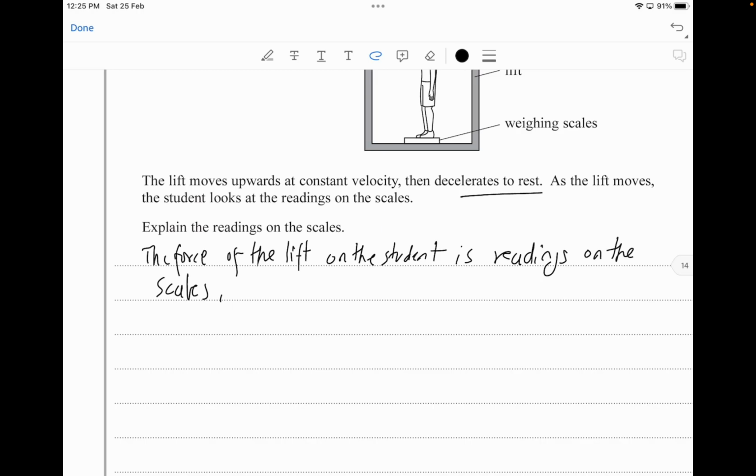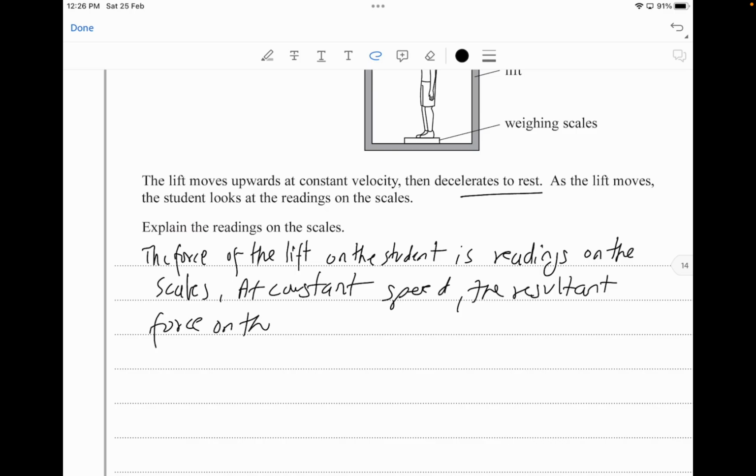Then we can mention that at constant speed, the resultant force on the student is going to be 0, okay? Since we know that weight is going to become equivalent to the reaction force, indirectly it's using the terminal velocity concept.